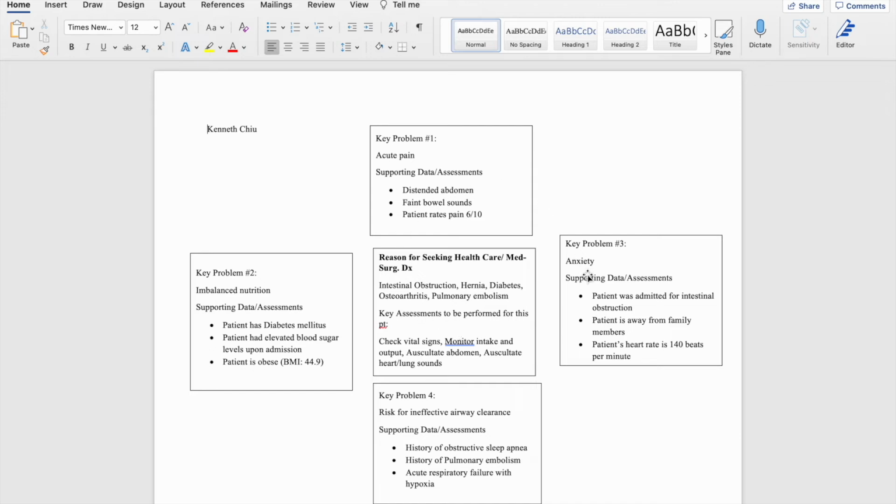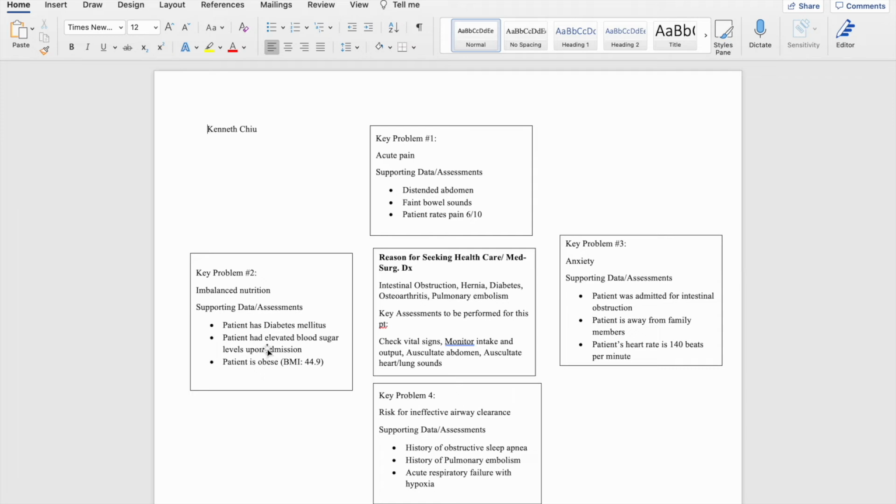So the key problems here, as we can see, I just listed any potential problems that the patient may face during my plan of care for this patient. The first one was acute pain, and the supporting data and assessments were the distended abdomen, the faint bowel sounds, and the patient verbally told us that she was experiencing a pain on a scale of 6 out of 10.